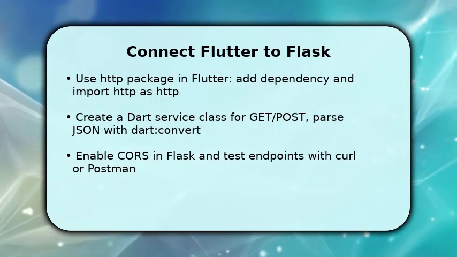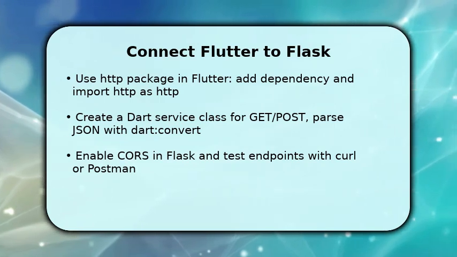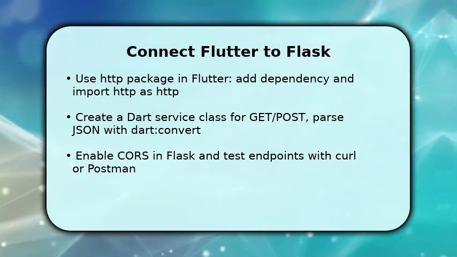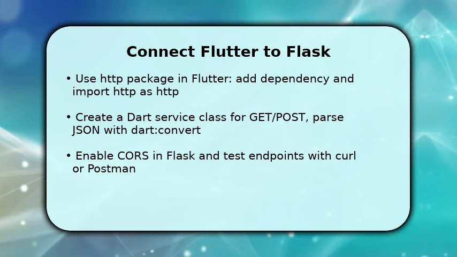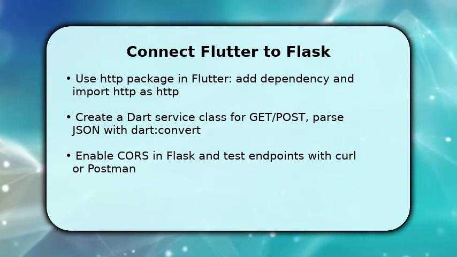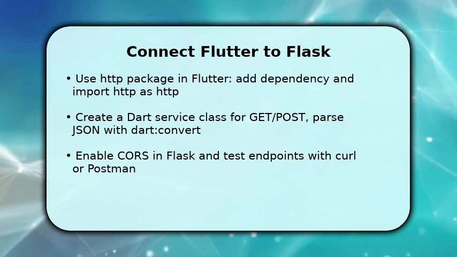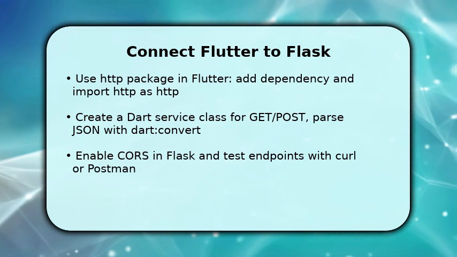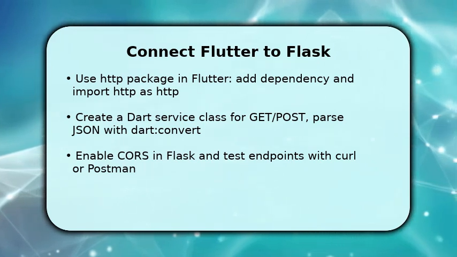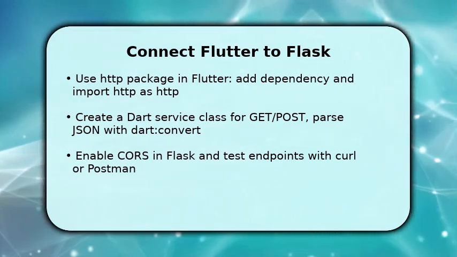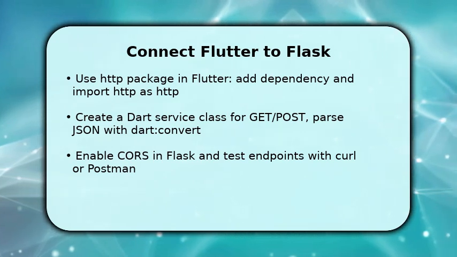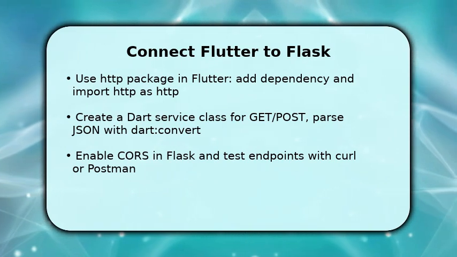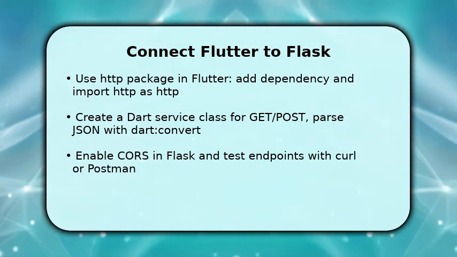Next, in your Flutter project, add the http package and create a network service class that performs GET and POST requests, parsing responses with jsonDecode. In Flask, enable CORS using flask-cors so mobile and web clients can reach your API. This avoids blocked requests. Once the service is implemented, call it from a StatefulWidget, await responses, and update the UI in setState. Make sure to handle errors and timeouts so the app remains responsive during slow backend calls.